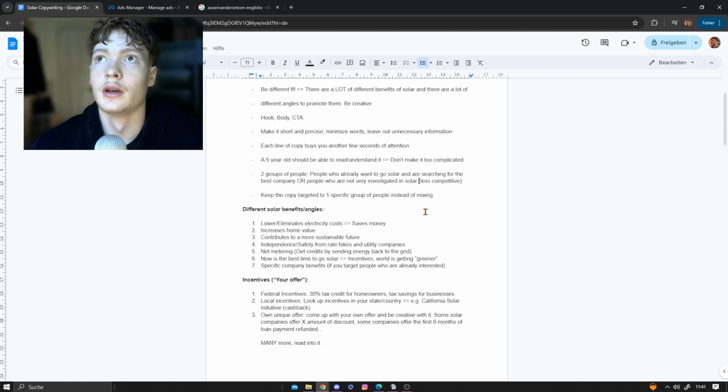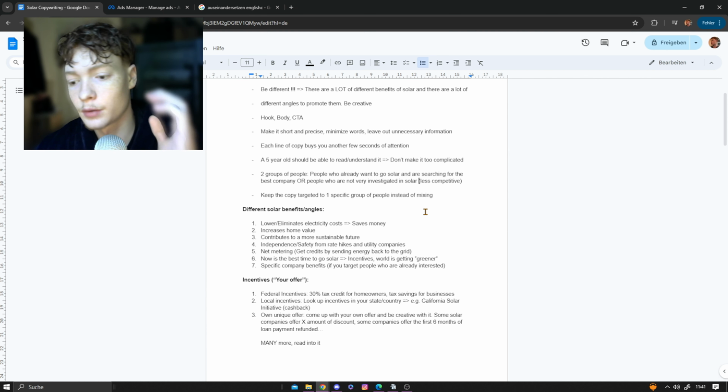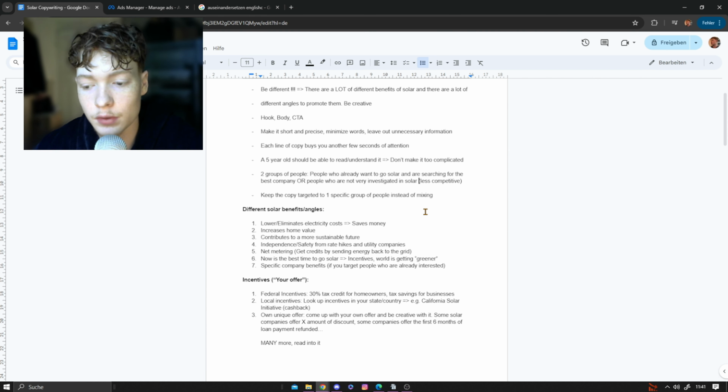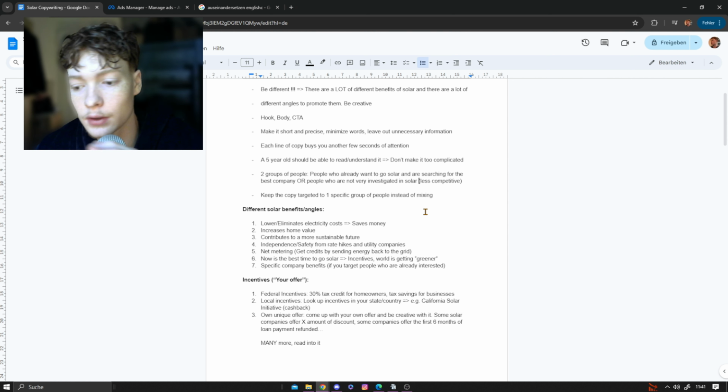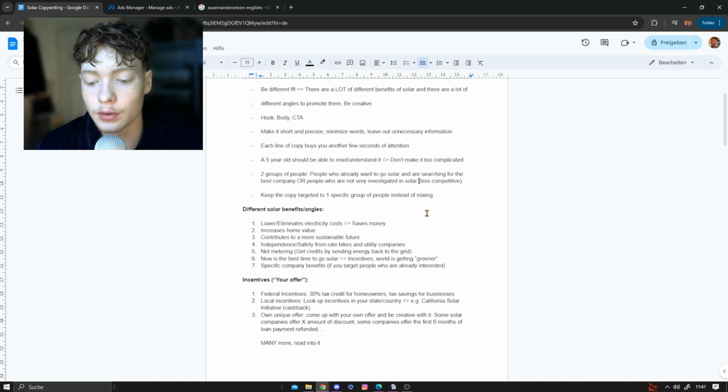There are people who want to increase their home value with solar, and there are people who want to cut their electric bill with solar. There are people who want to contribute to a more sustainable future, and there are people who want to save money. So you should be very specific with targeting just a single group and not mixing it, because if you're trying to go broad and talk to everyone, you will talk to no one.